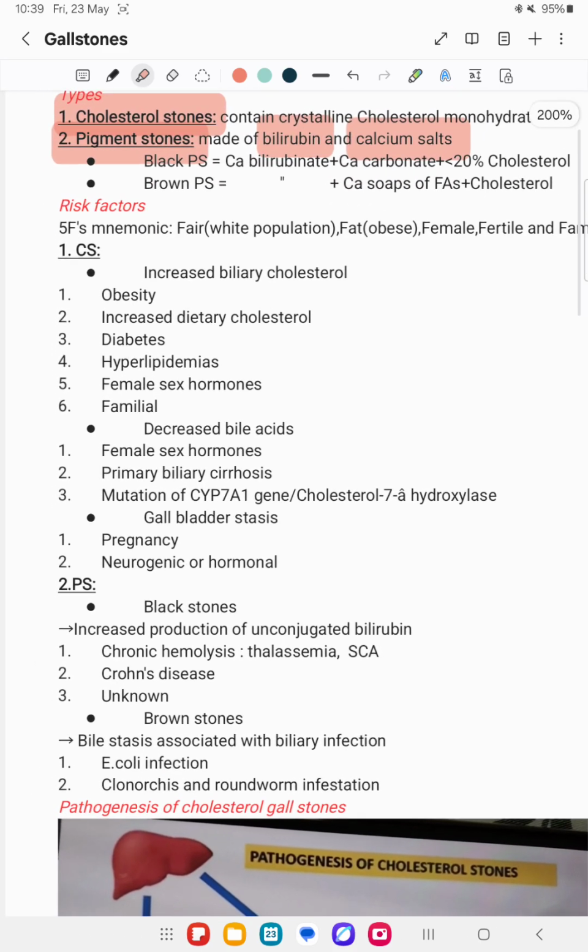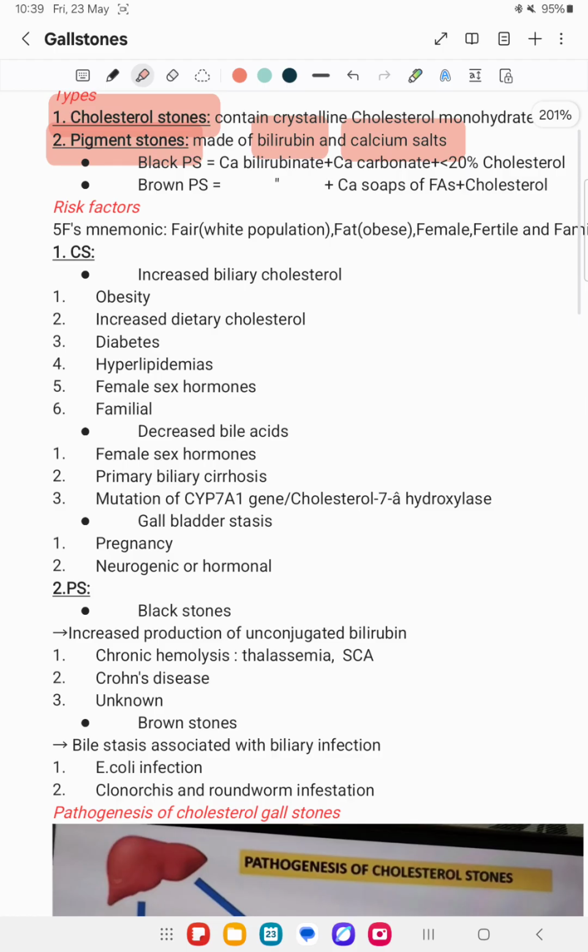Okay. Now we come particularly to the specifics. First we see what are the particular risk factors for cholesterol stones, then what are the particular risk factors for pigment stones. That mnemonic was a general thing. Now this is specific. So for cholesterol stones, there are three main risk factors for their formation. First is increased biliary cholesterol. Second, decreased bile acids, and third, gallbladder stenosis.